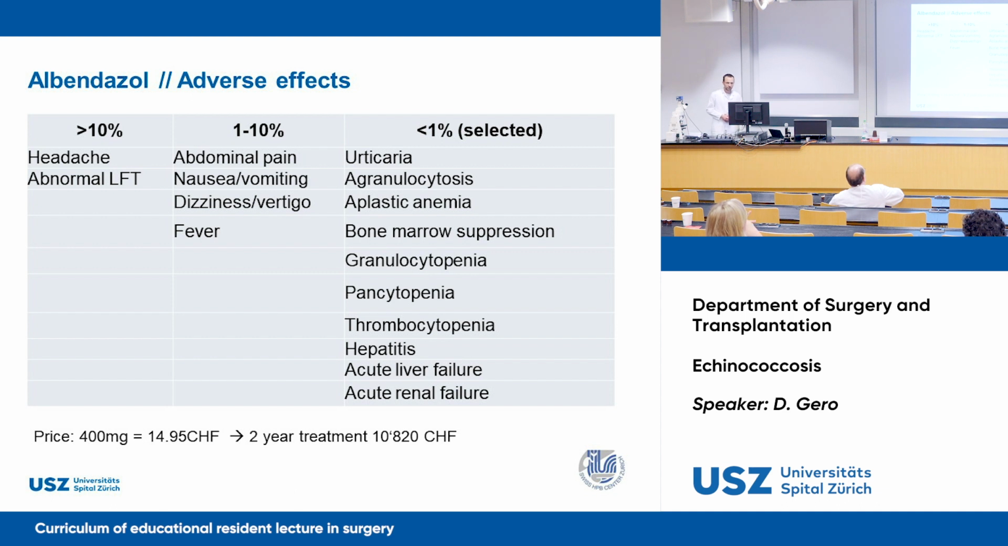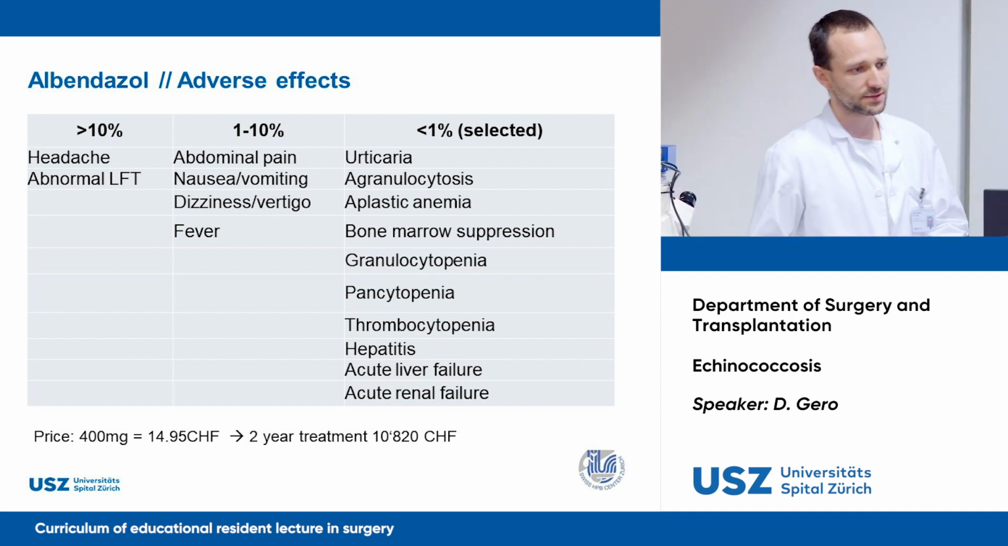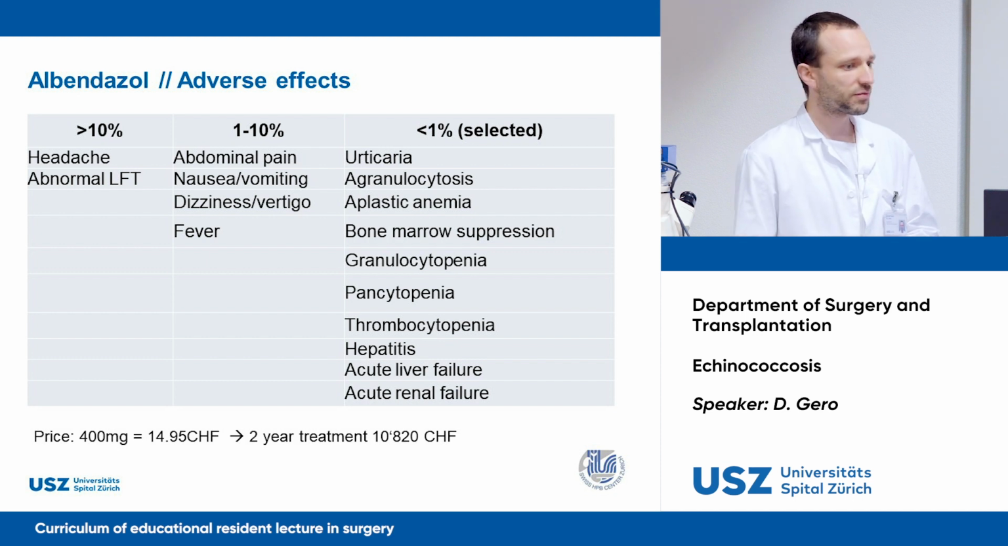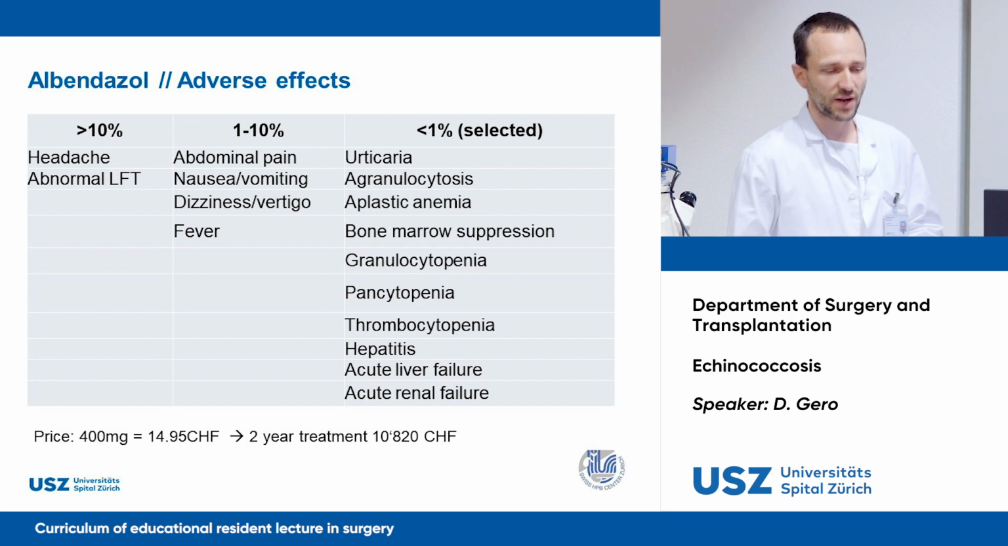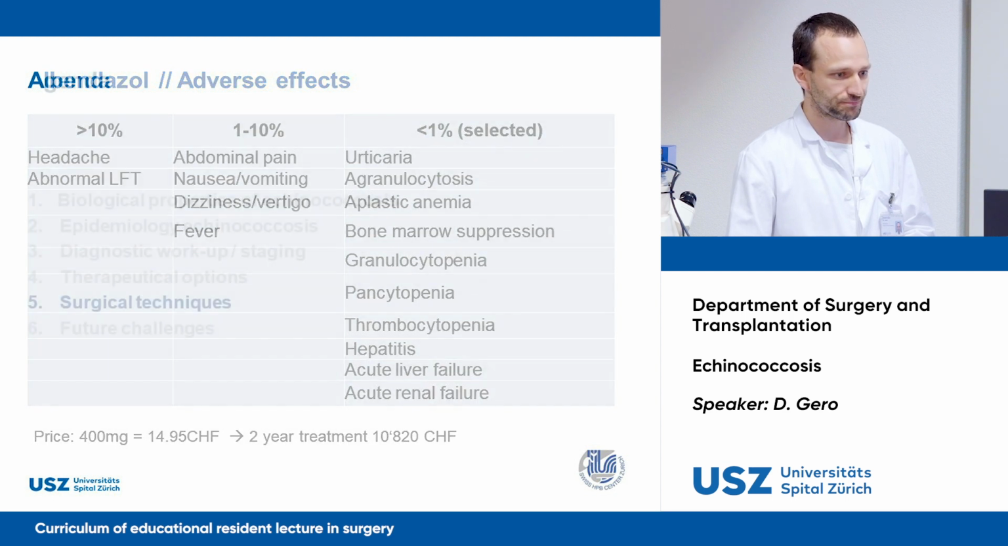Albendazole, the most frequently used drug, has many adverse effects. Frequently reported adverse effects are headache or abnormal liver function tests. Patients often complain of abdominal pain, nausea, vomiting, dizziness, fever. And I would like to mention also the price of this drug, which is around 15 francs per day. But when we prescribe it for 2 years, it can reach a price tag above 10,000 francs.